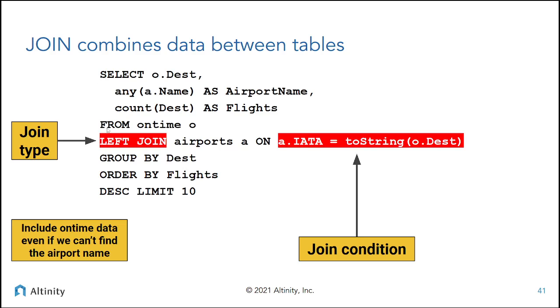And what we have is, we're going to collect data from on time. So these are our list of flights, and we're going to join it with the airports to get the airport name. And so we have a left join. This is a common type of join. It says, hey, the left side table is on time. Let's include the on time data even if we can't find the airport name, because we might be missing something.